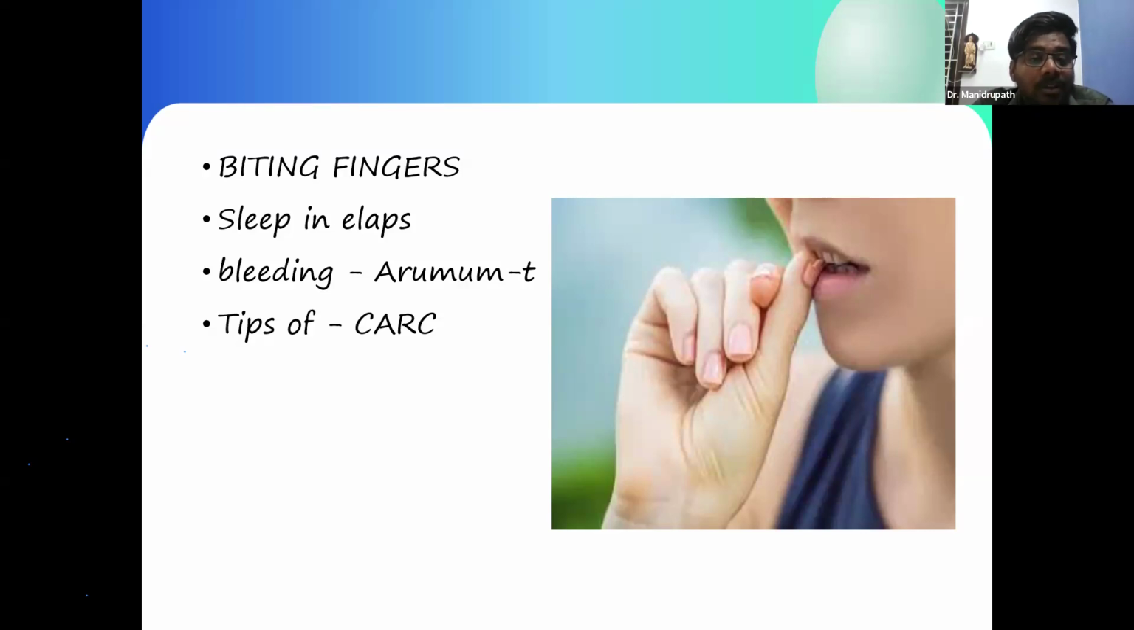Biting fingers with bleeding, that is Aurum triphyllum, which is a very good remedy for pharyngitis, if it is indicated. Next, biting fingers at the tips. At the tips, they start biting. That is carcinosin.